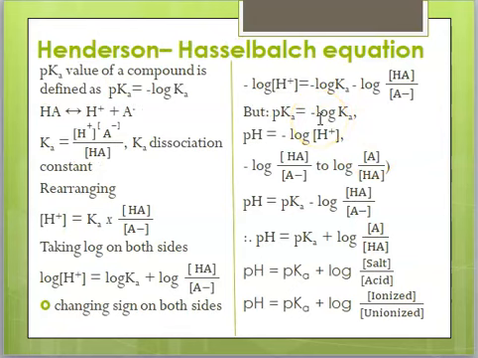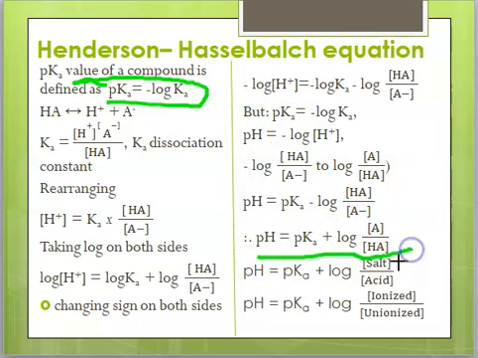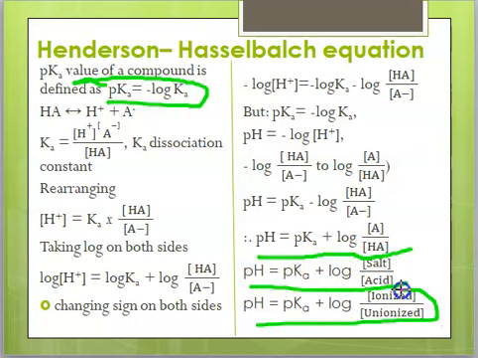Now, Henderson-Hasselbalch equation. I'm sure you have an idea about it. Because pKa equals negative log of Ka, and you can derive it. However, I'll go straight to the equation. This is the Henderson-Hasselbalch equation. It can also be written as pH equals pKa plus log of salt over acid, or this one. It's very important.